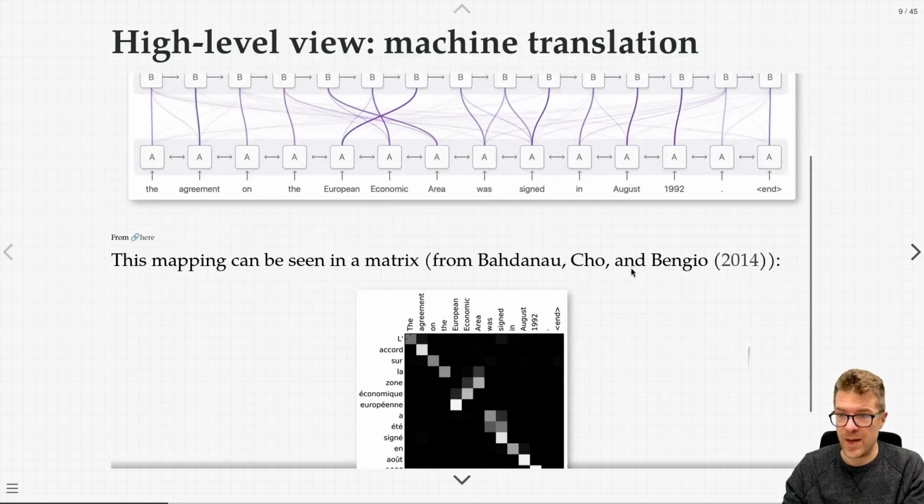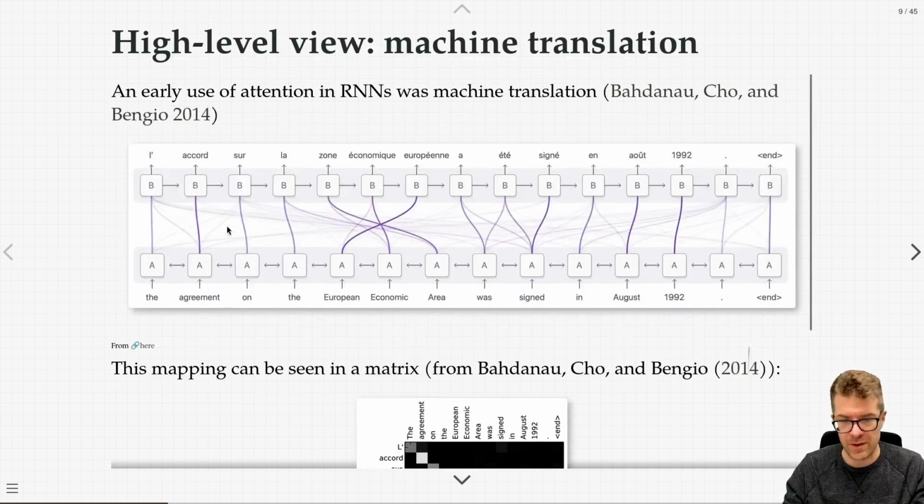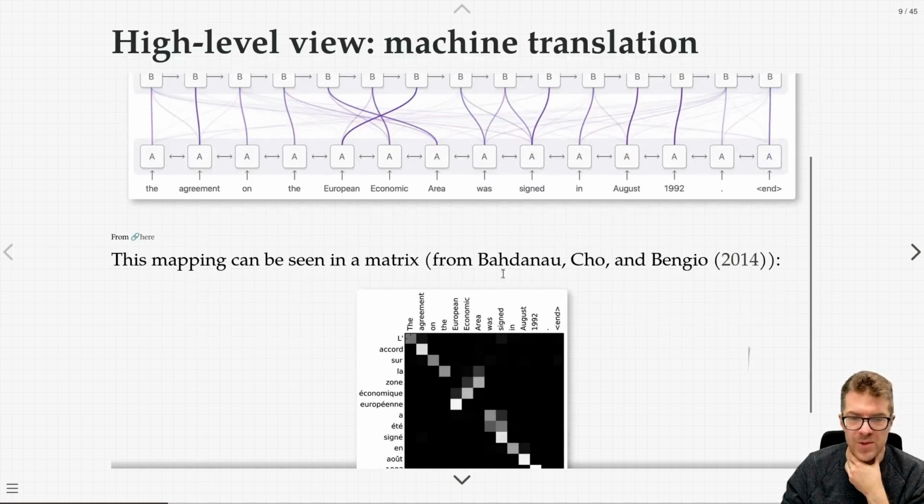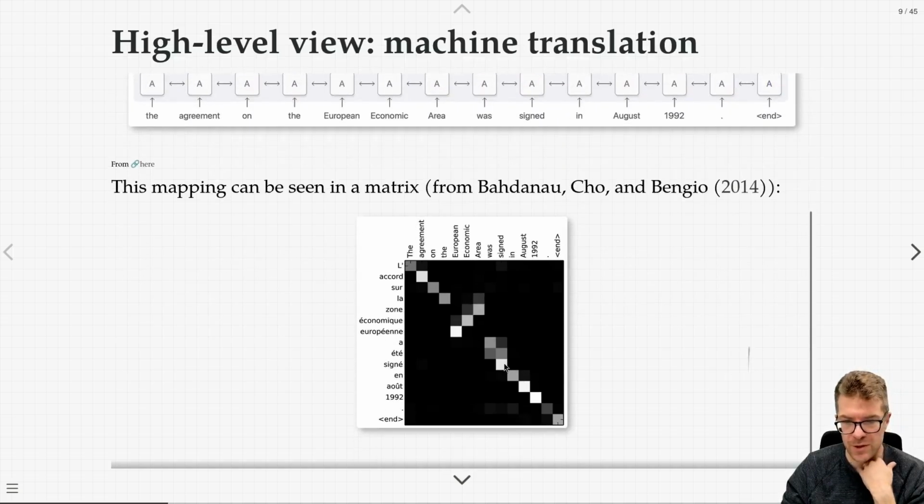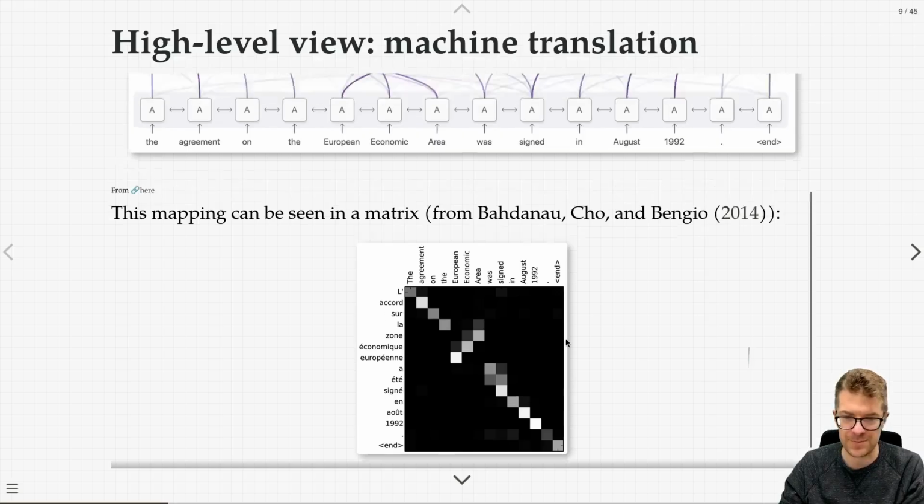In this exact same paper, they showed that the thickness of these lines, the amount of connection between them, can be represented in matrix form. So here's just a matrix form of what we just saw before. You can see how there's a lot of connection between Européen and European, as indicated by this bright pixel in this matrix connecting these input French words on the rows and the output English words as columns. I get that reversed. The input is English, the output is French, but you get the idea.